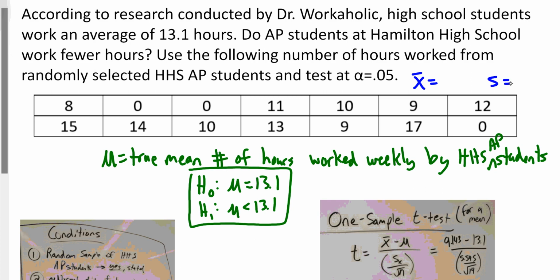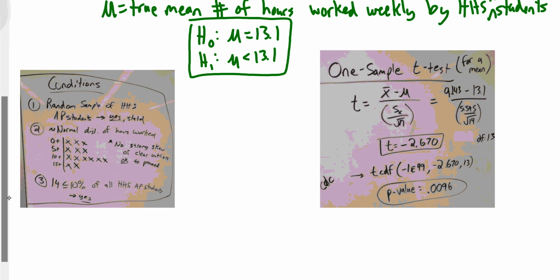Using one variable stats, I got 9.143 and 5.545. So we're going to utilize that in our formula. So I did 9.143 minus the 13.1 that comes from our hypotheses, divided by 5.595 over the square root of 14. I got negative 2.670. If you go onto your table, it gives you a range. Not ideal. So using TCDF is ideal.